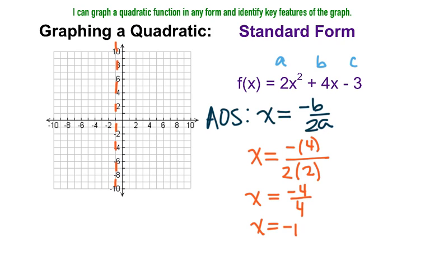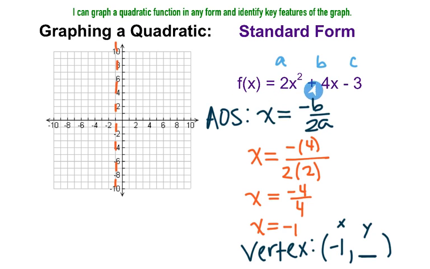So to find that vertex, we know it's somewhere on this line. So we know our vertex has to have an x value of negative 1. So we know it's going to be negative 1 comma something. But to figure out that y value, we're going to use our function rule to substitute negative 1 in for x.